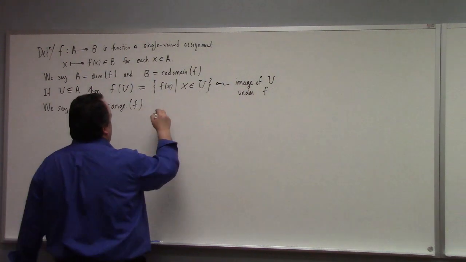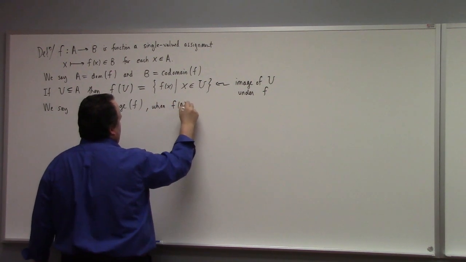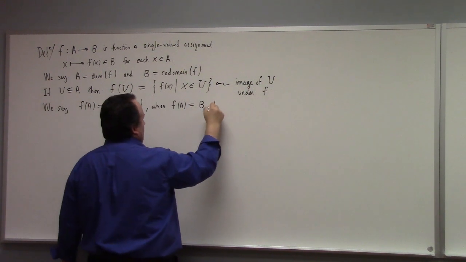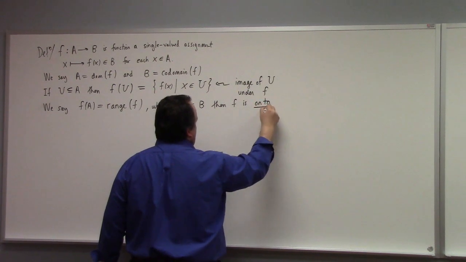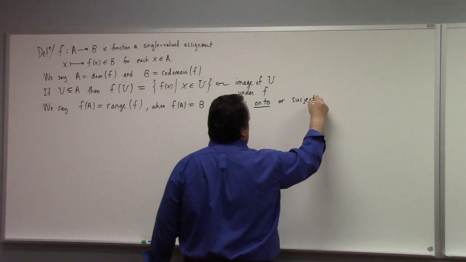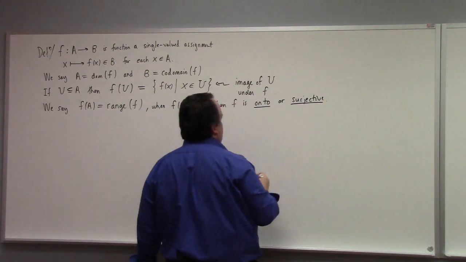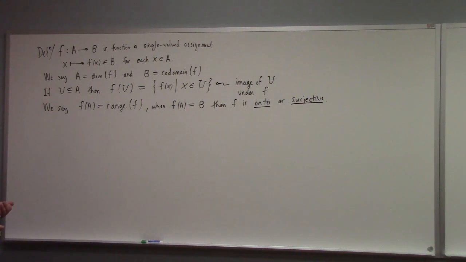And when F of A is equal to B, then F is onto, or surjective, you could say. So a surjective map or an onto map or a surjection, these are all synonymous. That means that the range is the codomain. In other words, everything in the potential outputs is actually attained, right? This is an onto map.